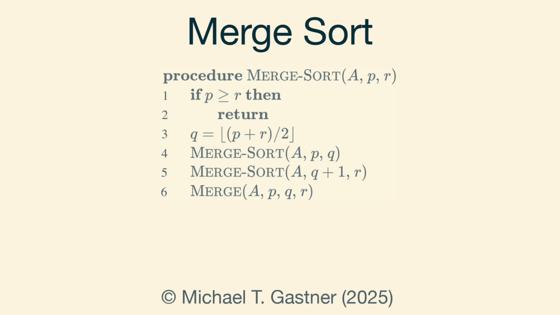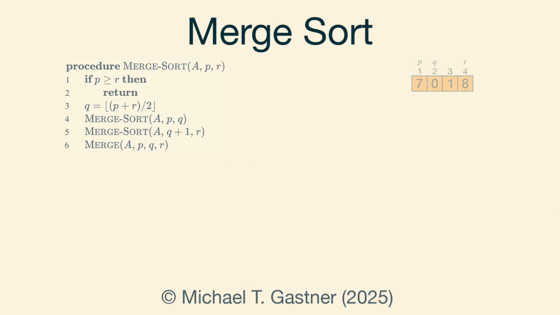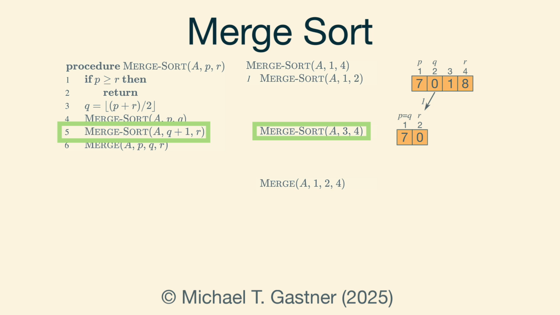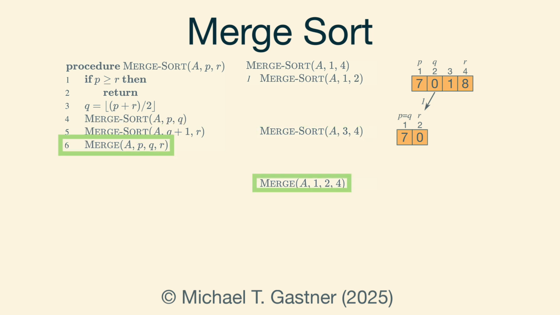To illustrate, consider an array with the elements 7, 0, 1, and 8. When we call merge sort A, 1, 4, the if condition is not satisfied, so we calculate Q equals 2, and subsequently call merge sort A, 1, 2. Later, we will also have to call merge sort A, 3, 4, and merge A, 1, 2, 4, so let's already take note of these function calls, leaving space for additional calls that may happen along the way.